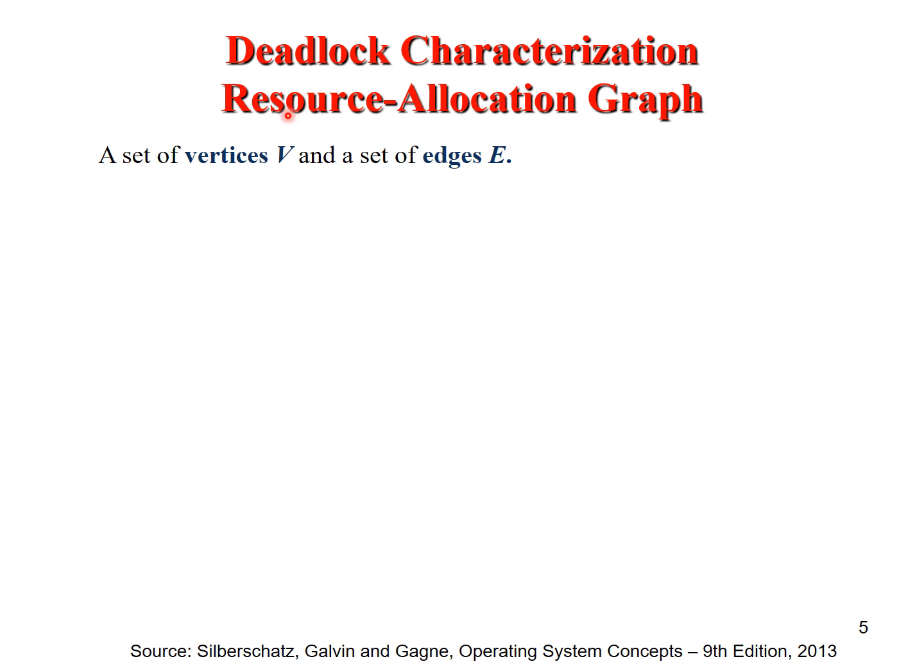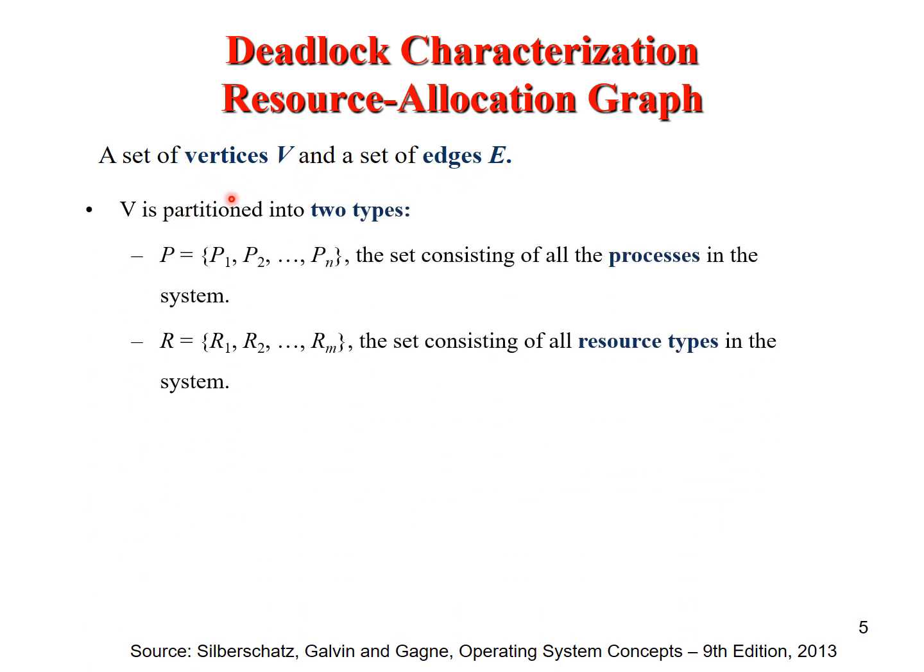Deadlock characterization, resource allocation graph. Generally, a resource allocation graph will have a set of vertices V and a set of edges E. The vertices V are partitioned into two types. One is processes: the set of all processes is represented as P, and processes P1 to Pn belong to that set. The set of all resource types is specified in the set R, where R1 to Rm are the different types of resources.